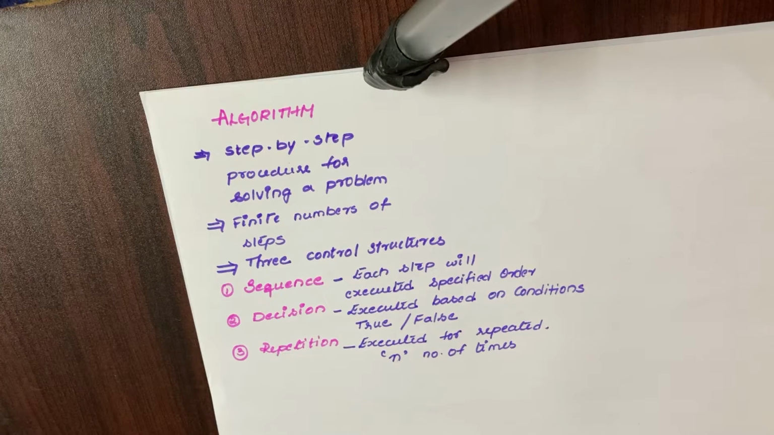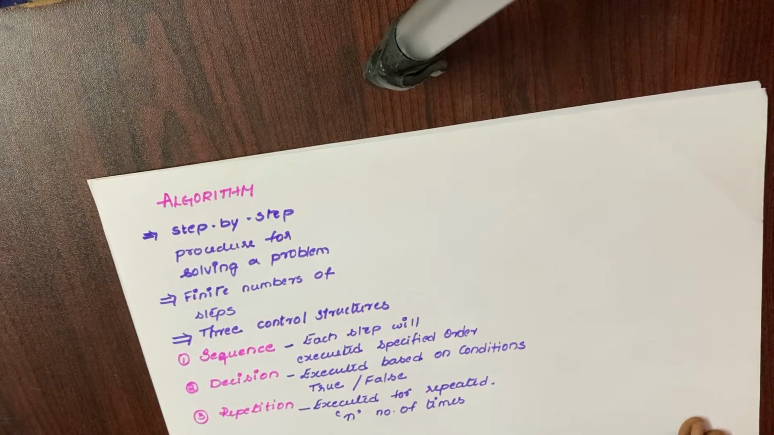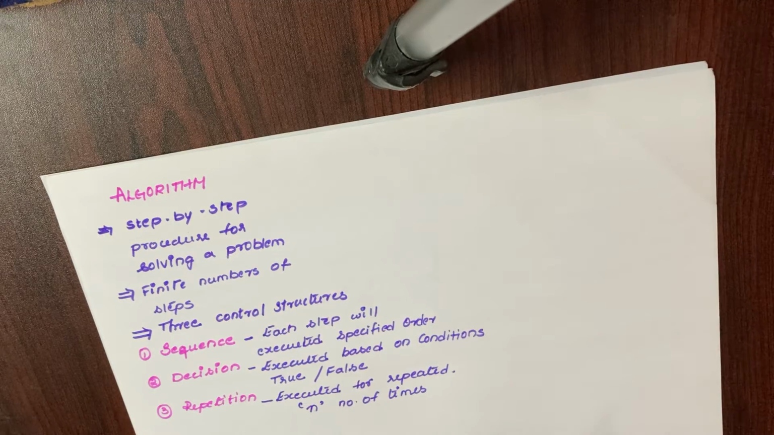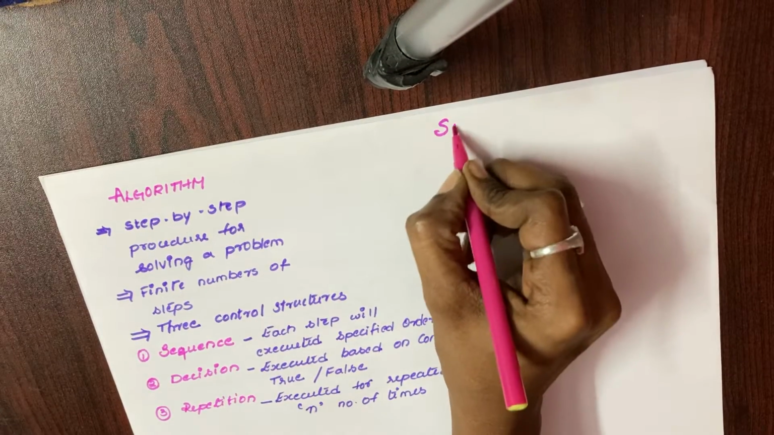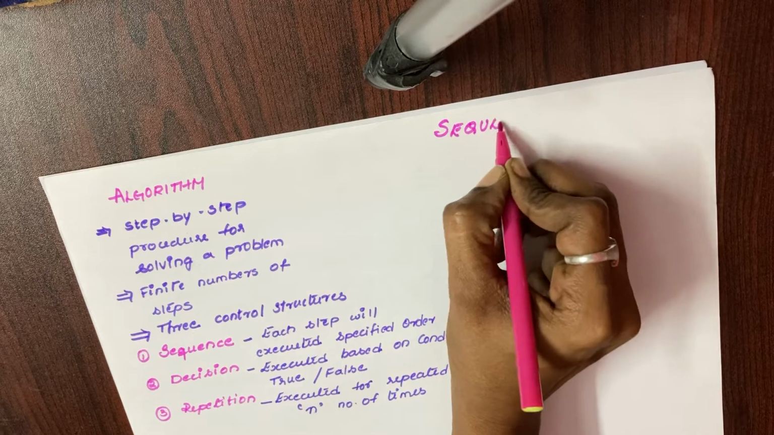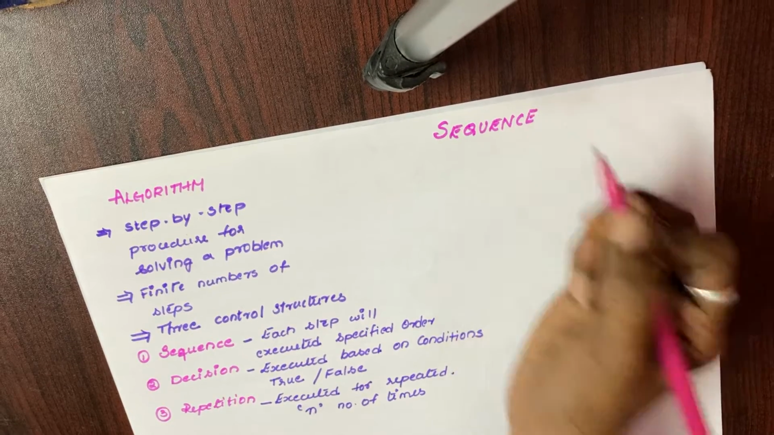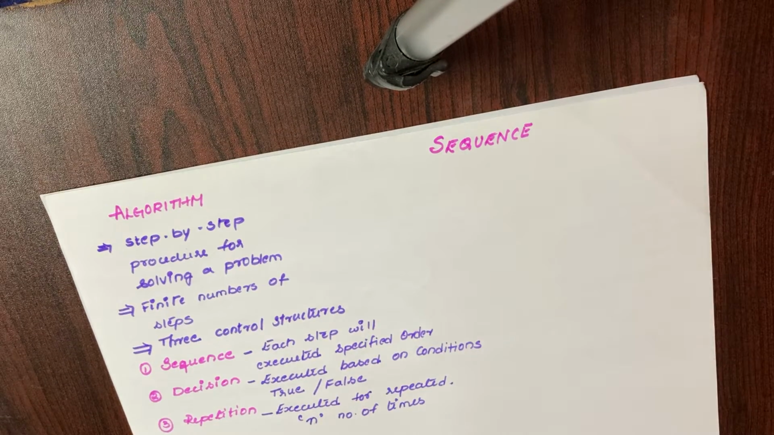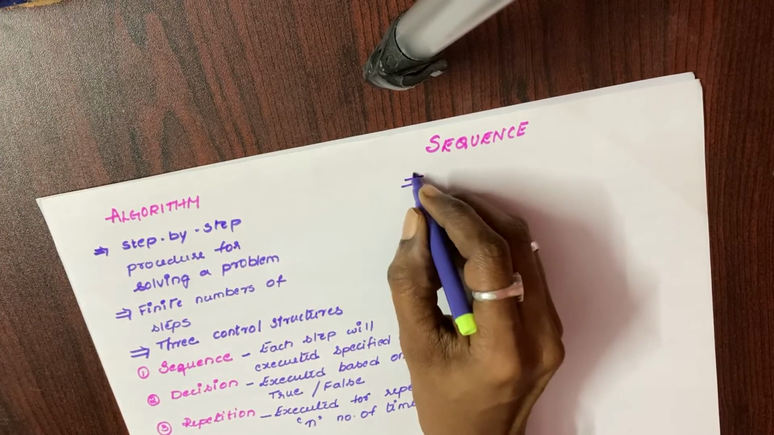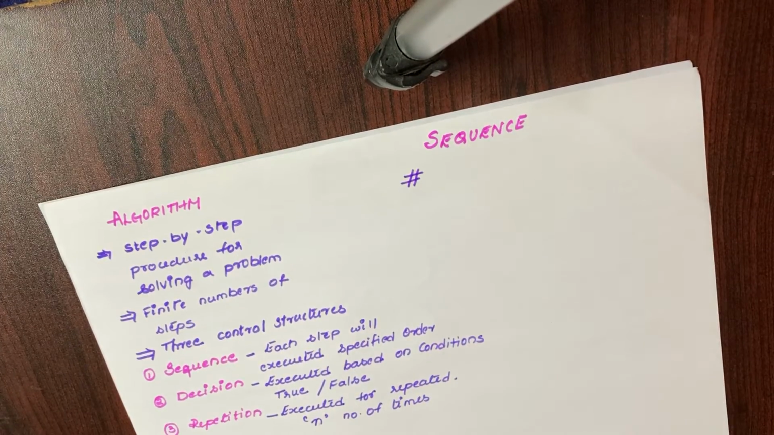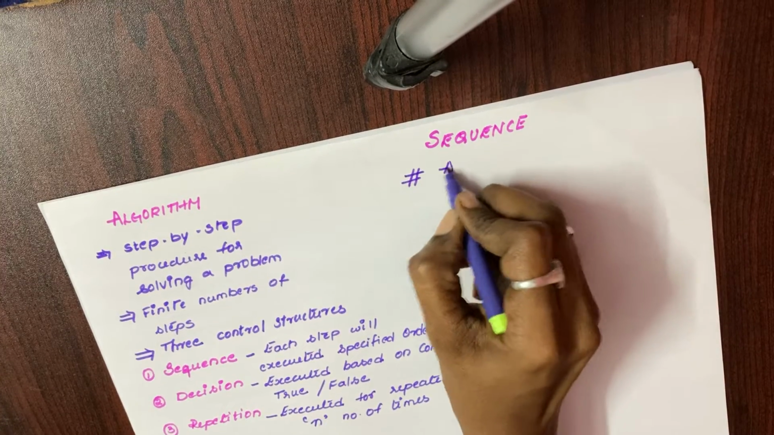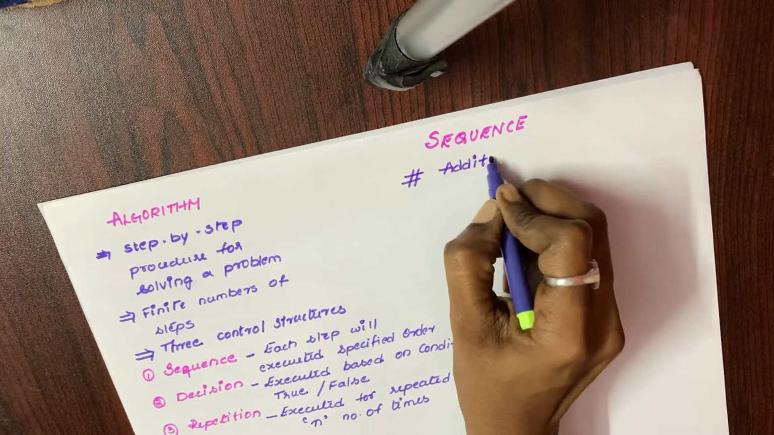Okay, let's see one example for algorithm. Let us consider the first one called sequence. Let's write an algorithm basing on the sequence control structure. My problem is I want to add two numbers. Addition of two numbers.